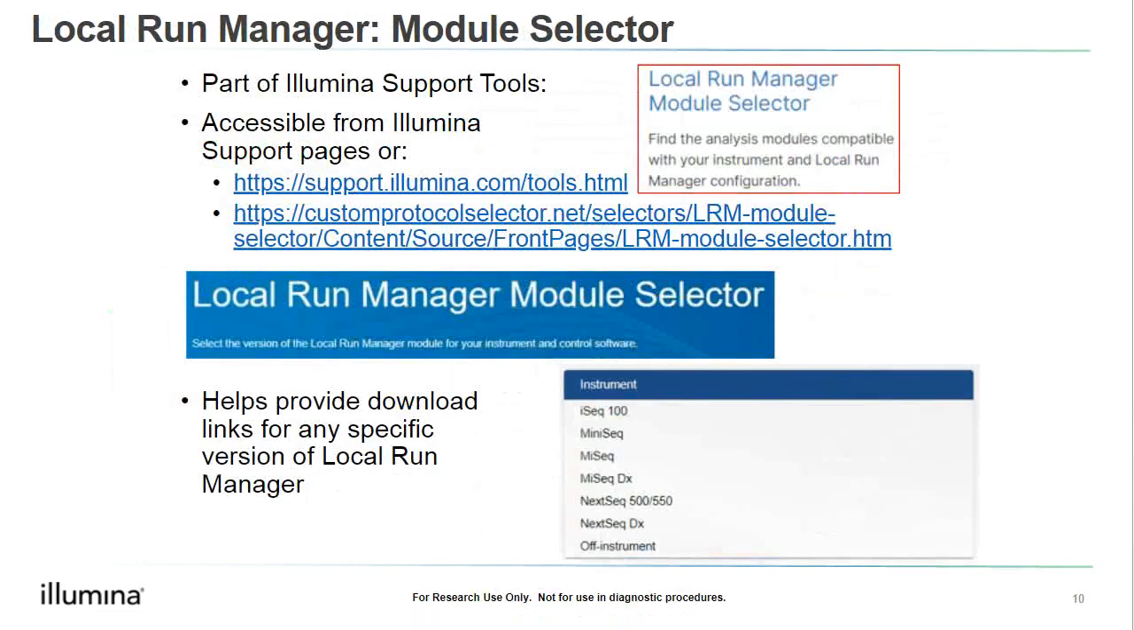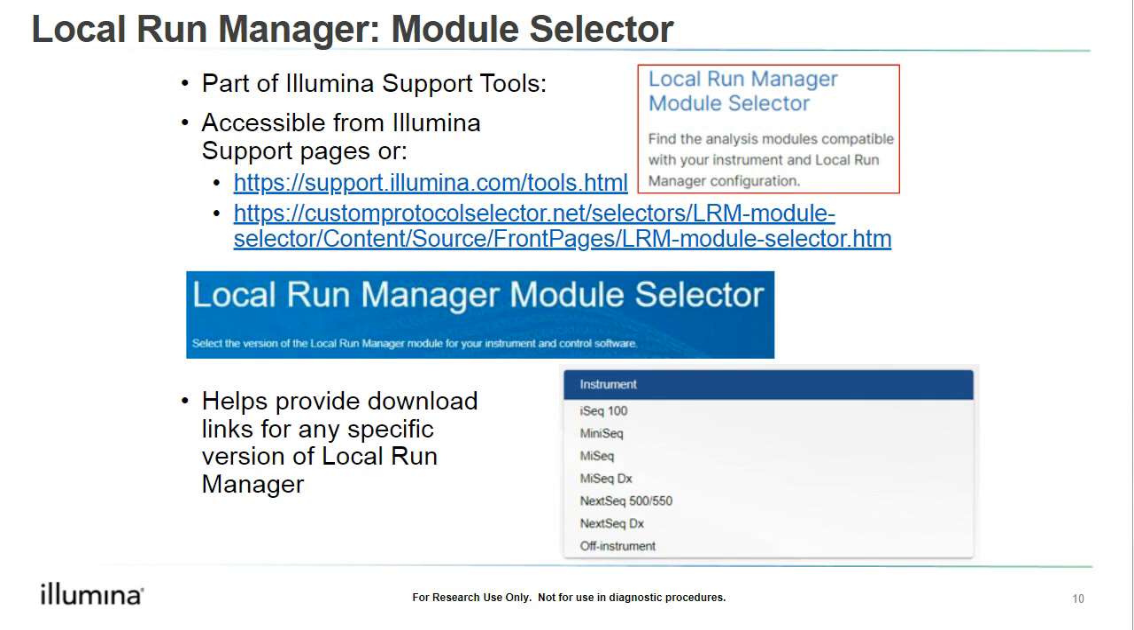Now, with all of these different framework versions and different module versions, we know it can be a little bit confusing to figure out which module you need to download for your version. So we have released a tool that is available on our support site, the Local Run Manager Module Selector tool. There's a couple of different ways to get to it, and we've included links here. What this does is allow you to start from the particular instrument you're using or the off-instrument version of the software you're using, and then go down to control software version, framework version, and particular module you want. And this will give you the direct links to the module for that version that you need.